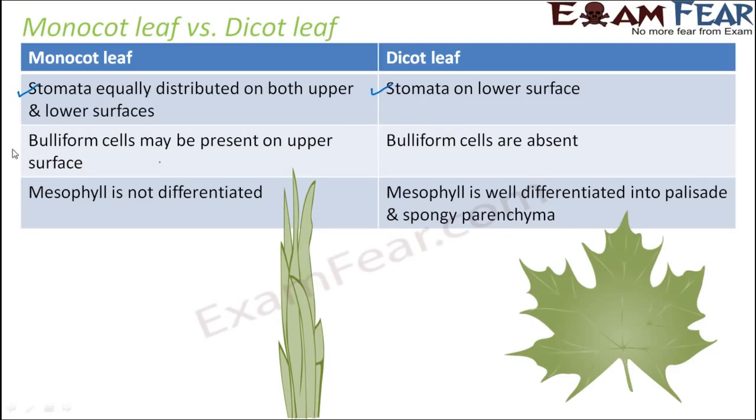Next, bulliform cells may be present on the upper surface in monocot leaves. Now this is a new term, right? Bulliform cells. I did not discuss it before. When we talk about a monocot leaf, for example grasses, some of the adaxial epidermal cells, that is the epidermal cells on the upper surface, modify themselves into large empty colorless cells, and these cells are called bulliform cells. So bulliform cells are nothing but a modification of some adaxial cells, that means the cells on the upper surface.